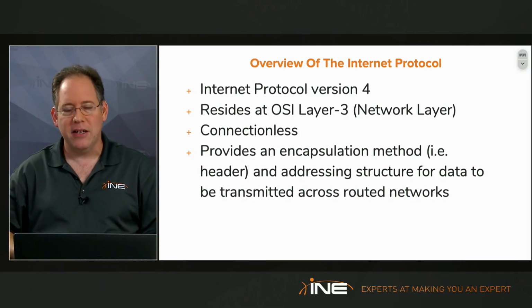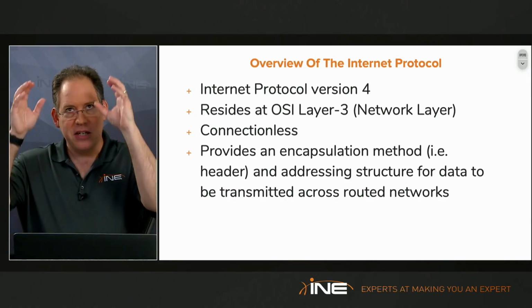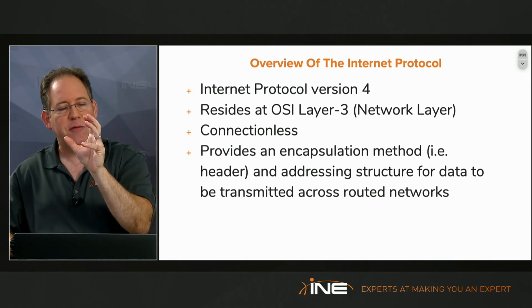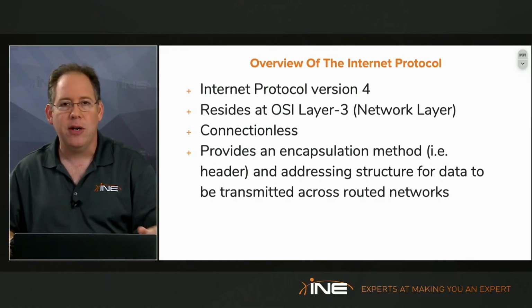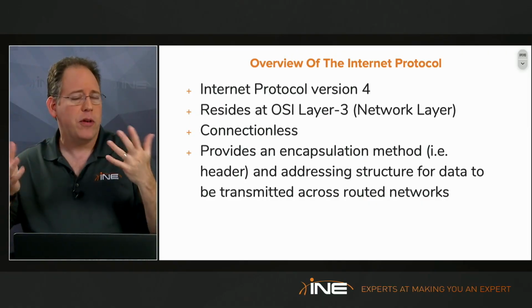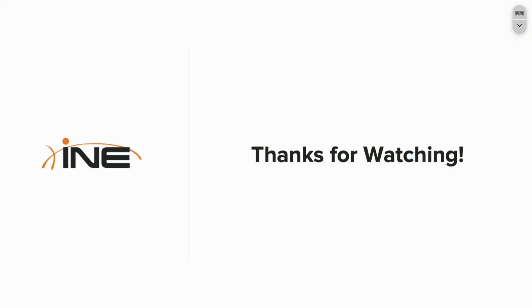What IP really does is provide an encapsulation method. It gives you a header and an addressing structure for data to be transmitted across routed networks. That is the history and intent behind the Internet Protocol: to take these discrete chunks of data and give them a header or wrapper sufficient to put them into the network, and the network could look at that header and know how to get that data to its ultimate destination. As we go through here, we'll dig into what that header looks like and what those addresses look like, but that concludes this video on a history and introduction to IPv4.